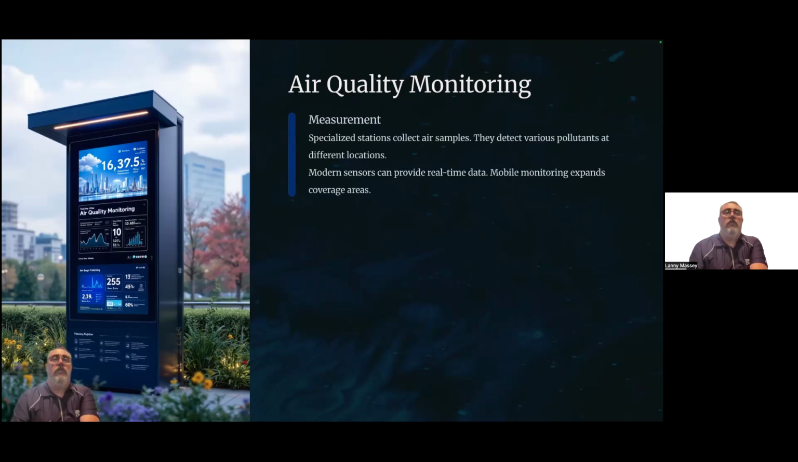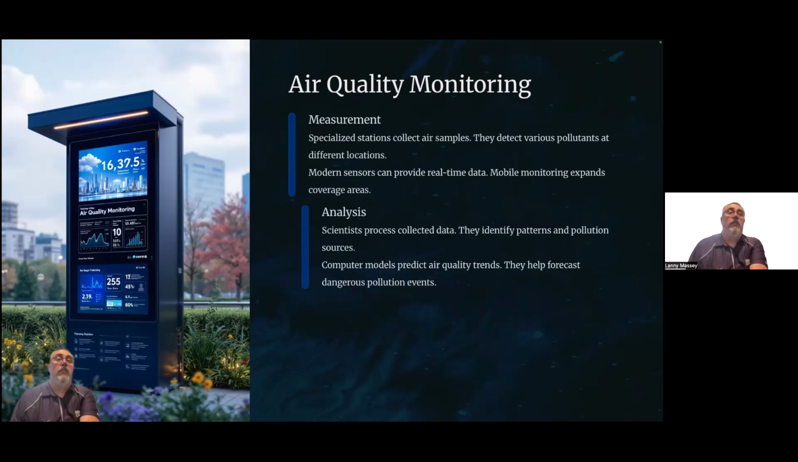So first of all, we've got to measure it, and we have specialized stations to collect air samples and detect various pollutants. Modern sensors can give real-time data, which is great because we would have to take air samples, go back to the lab, test them, when I was your age. Now it can be done almost instantaneously, which keeps everything in better tune and check.